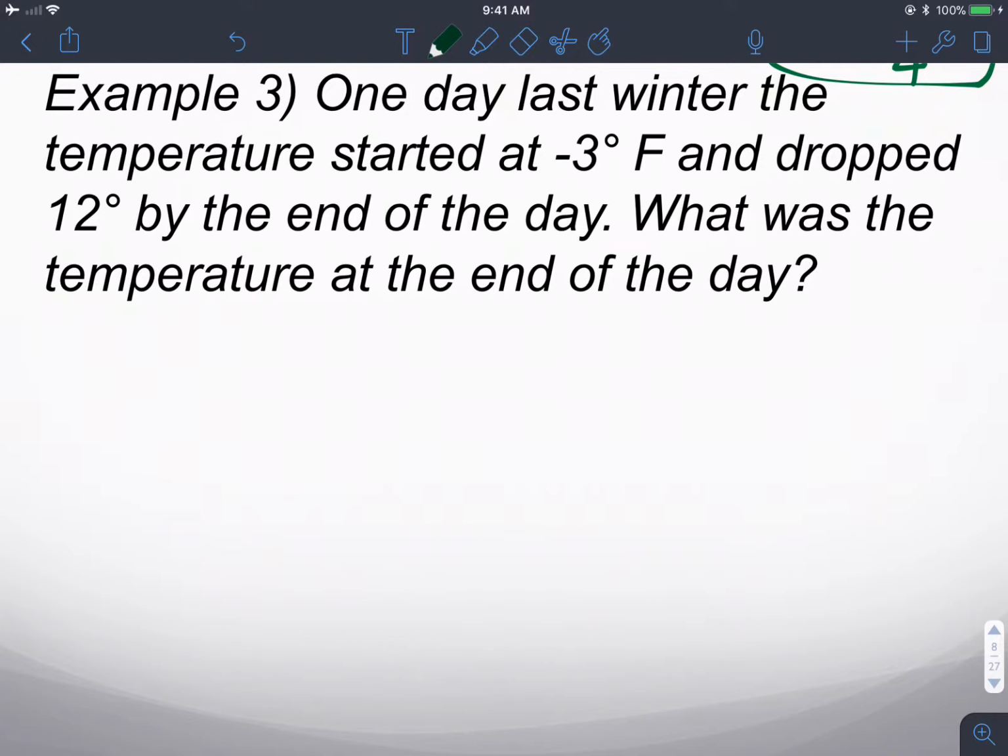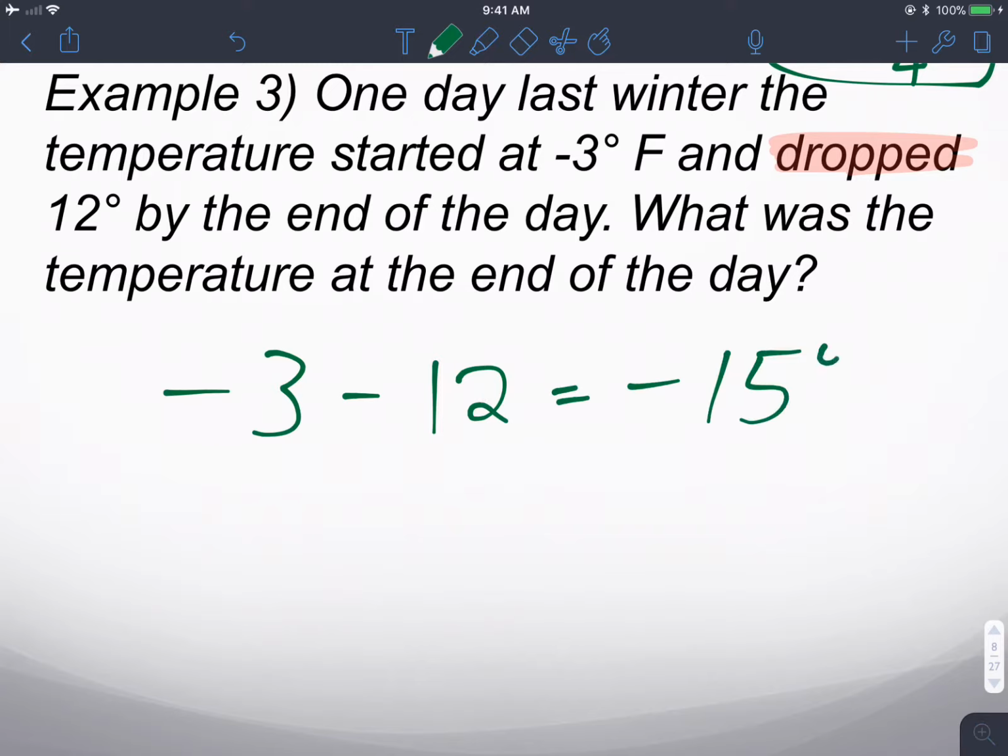Okay, so now this is like 4.3 into 4.4. One day last winter, the temperature started at negative 3 degrees and dropped 12 degrees by the end of the day. What was the temperature at the end of the day? So, a very nice application of negative numbers, temperature. Absolutely. We'll subtract. Negative 3 minus 12 would be negative 15 degrees.